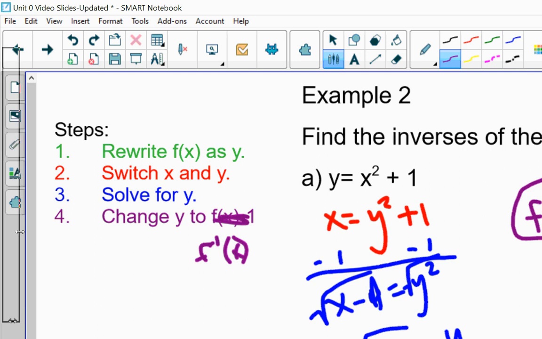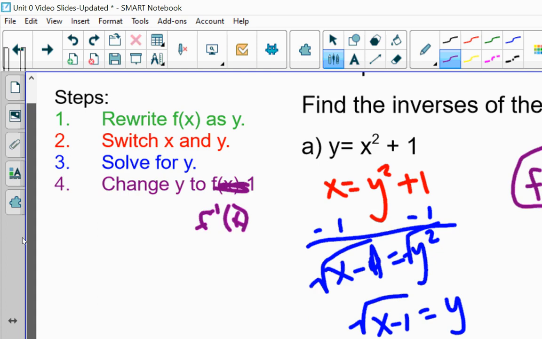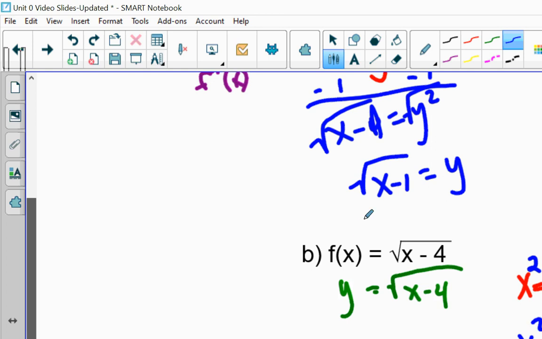Okay. Here's a similar example, but instead of having an x squared, we have a square root. So rewrite with y. Switch x and y. X equals square root of y minus 4. And then solve for y. To get rid of a square root, we need to square both sides. So x squared equals y minus 4.